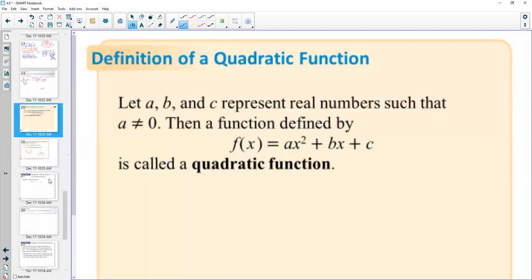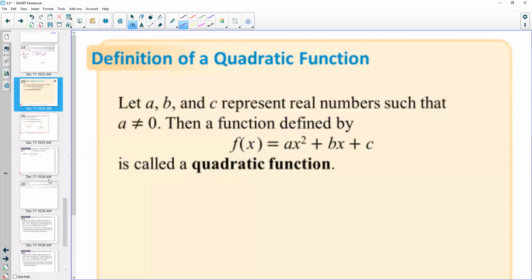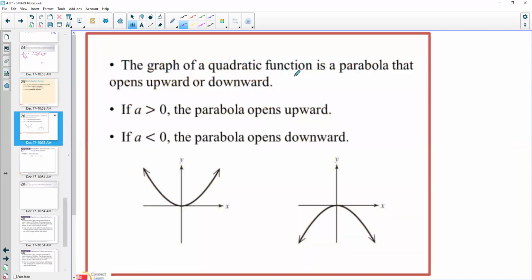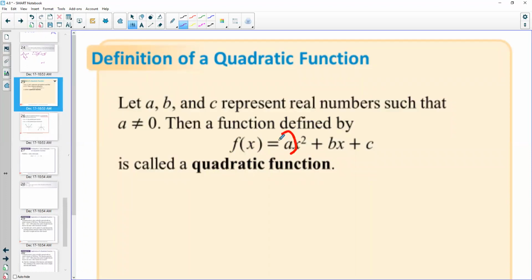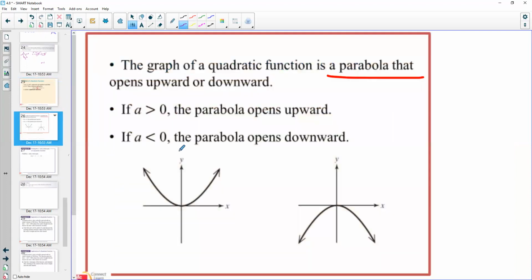One last thing in this section. If A, B, and C are real numbers, and A is not equal to 0, then they make a quadratic function. What this means is that it makes a parabola. We're going to do more of this later in the semester. If the A in front of x squared is greater than 0, the parabola opens up. If it's smaller than 0, it opens down. So if it's negative 2x squared, opens down. If it's 2x squared, opens up.